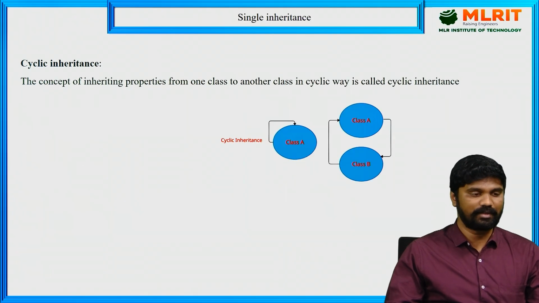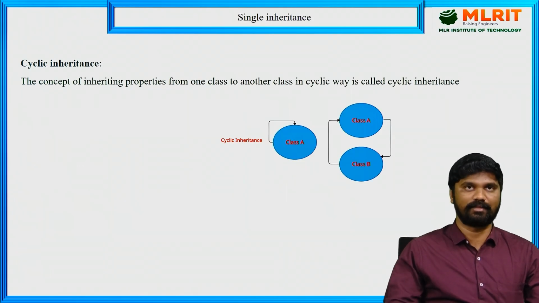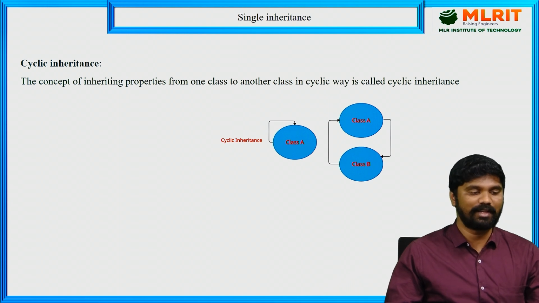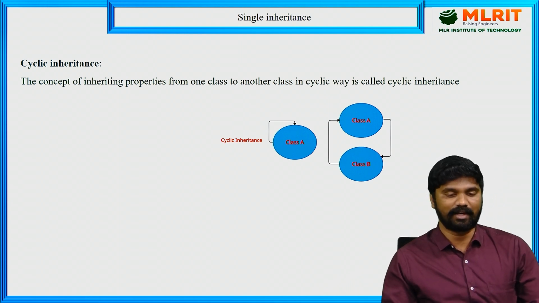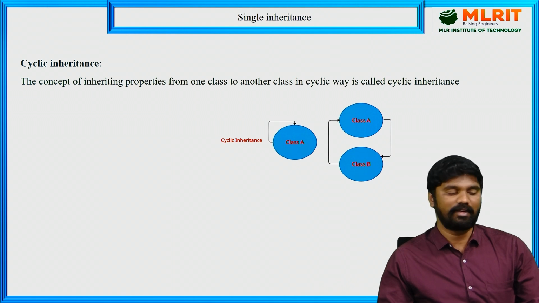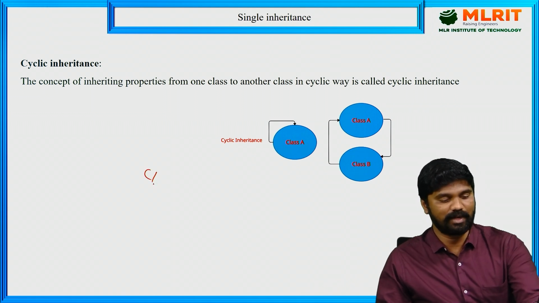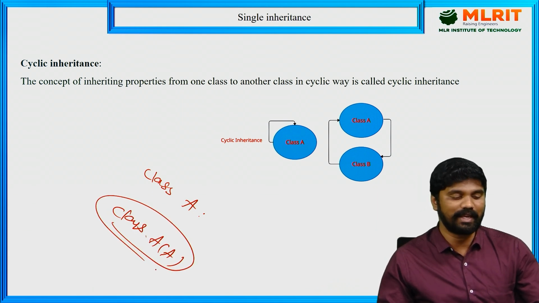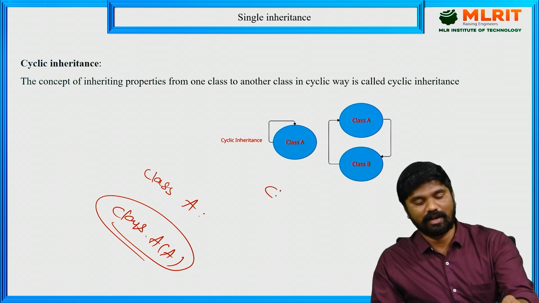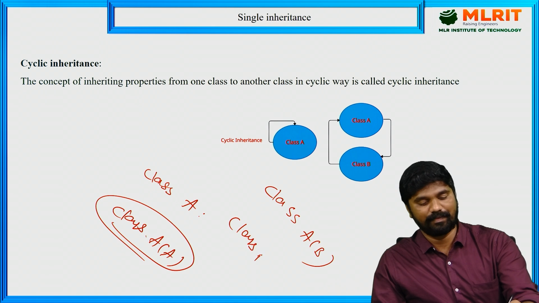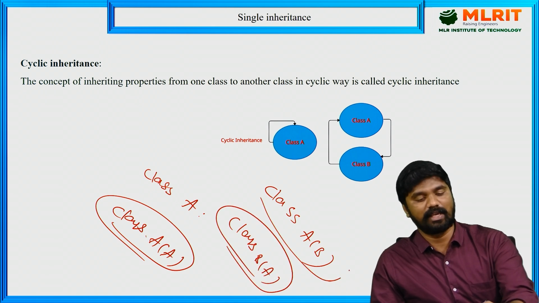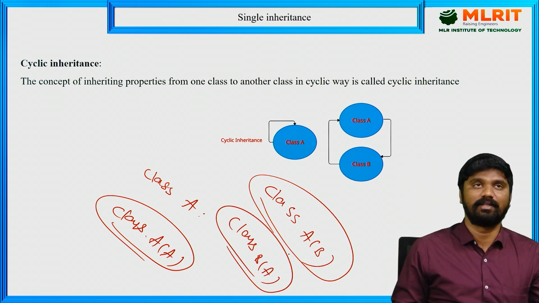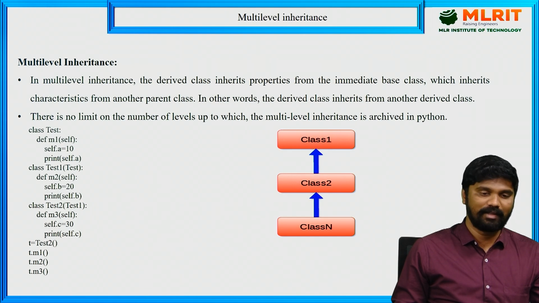Right, next cyclic inheritance. This concept of cyclic inheritance is inheriting from one class to another class in a cyclic way. For example, class A is defined, and again class A to class A, like that. So this is cyclic inheritance. Here class A inherits B and class B inherits A. But anyway, this is not supported in the Python programming language.